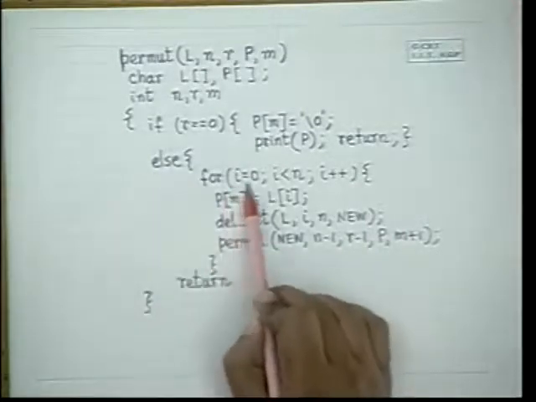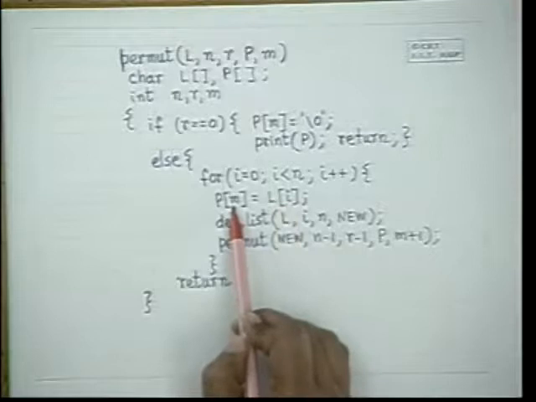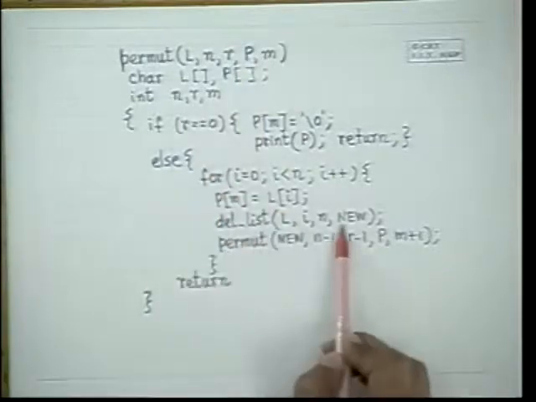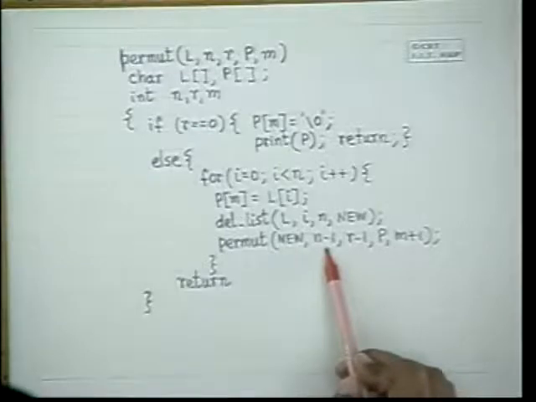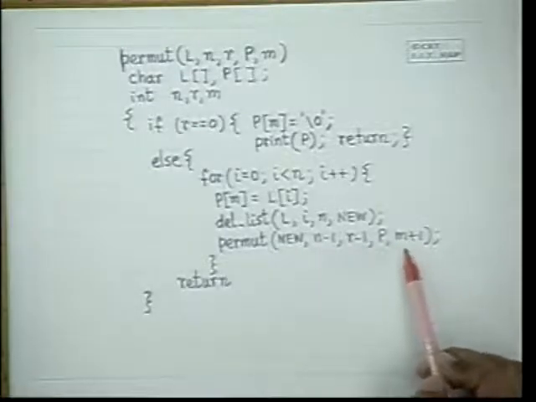Otherwise, for I equal to 0 to n, you have to find out what L[I] is and store it in P[M], because we are going to pass this down. Again, delete from the list and get the new list, and call permute with the new list, the same n minus 1, r minus 1, P, and M incremented by 1.